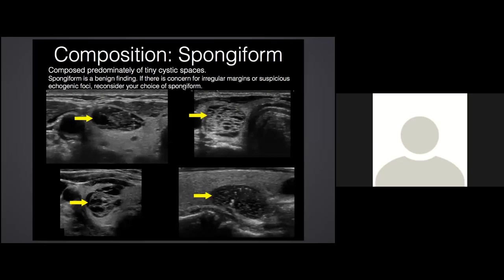This is another example of these spongiform nodules. These are composed predominantly of tiny cystic spaces. Spongiform is a benign finding. If there is a concern for irregular margins or suspicious foci, reconsider your choice of spongiform. These are several examples of spongiform, though the right lower one looks a little suspicious, but I think those are common comet-tail artifacts as well.